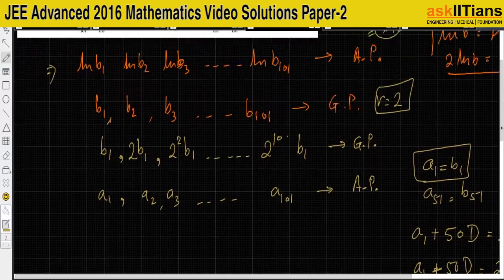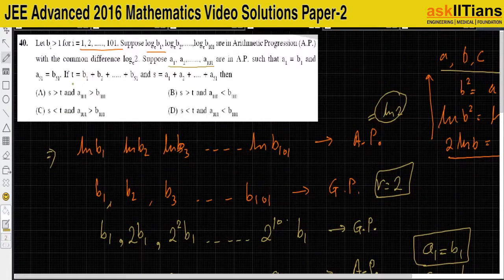Now let's read further. It says that t is the summation of b1 to b51 and s is the summation of this series from a1 to a51.